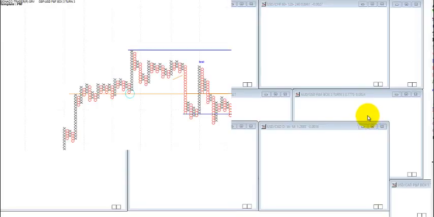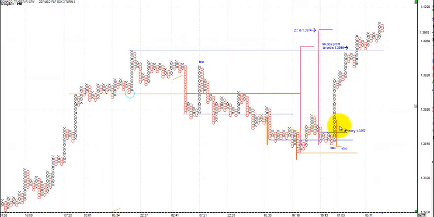Now back to the actual count. In addition to getting an entry, point and figure also gives me the count. It tells me how far price is going to go. Sometimes people will refer to it as fuel in the tank. How far is it going to go?